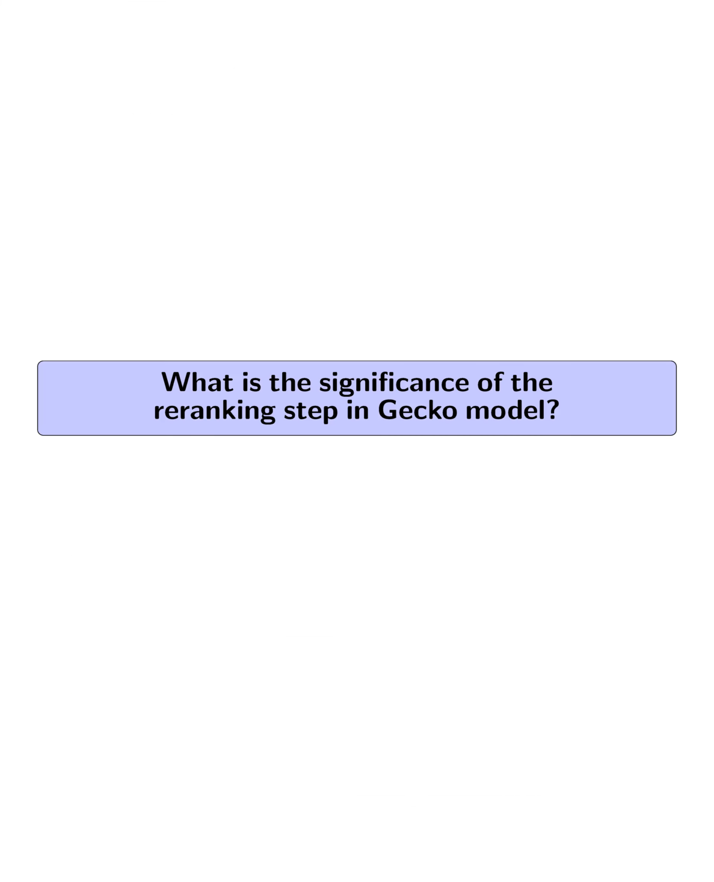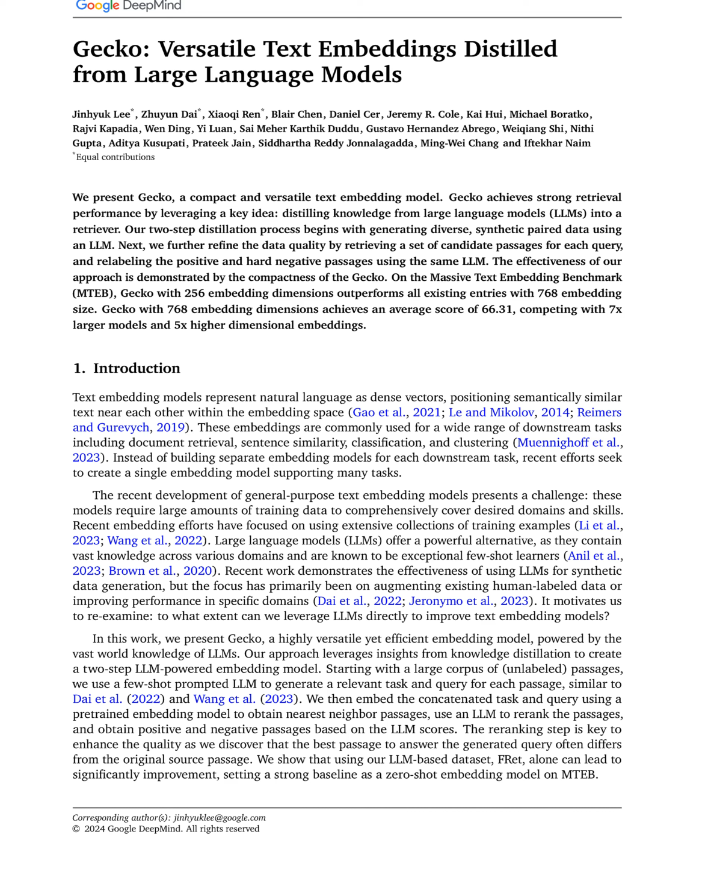What is the significance of the re-ranking step in Gecko model? The re-ranking step in the Gecko model is significant because it enhances the quality of the text embeddings by leveraging the vast world knowledge of large language models, LLMs. This step involves using an LLM to re-rank the nearest neighbor passages obtained from a pre-trained embedding model based on their relevance to the generated query.